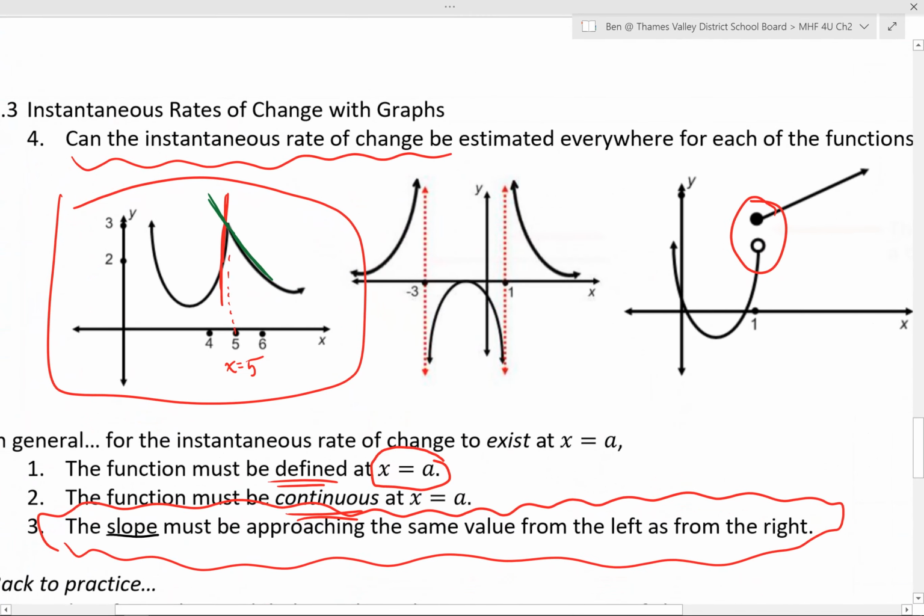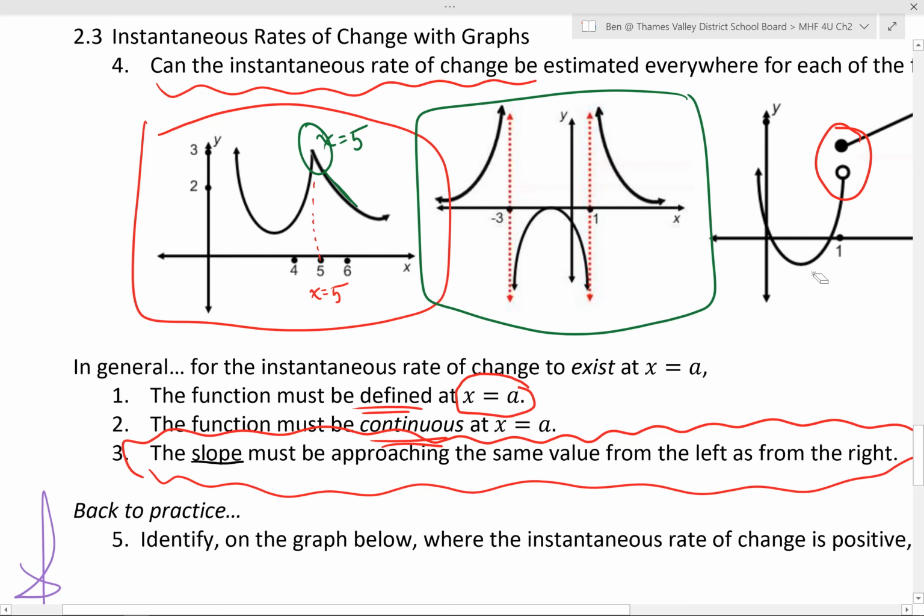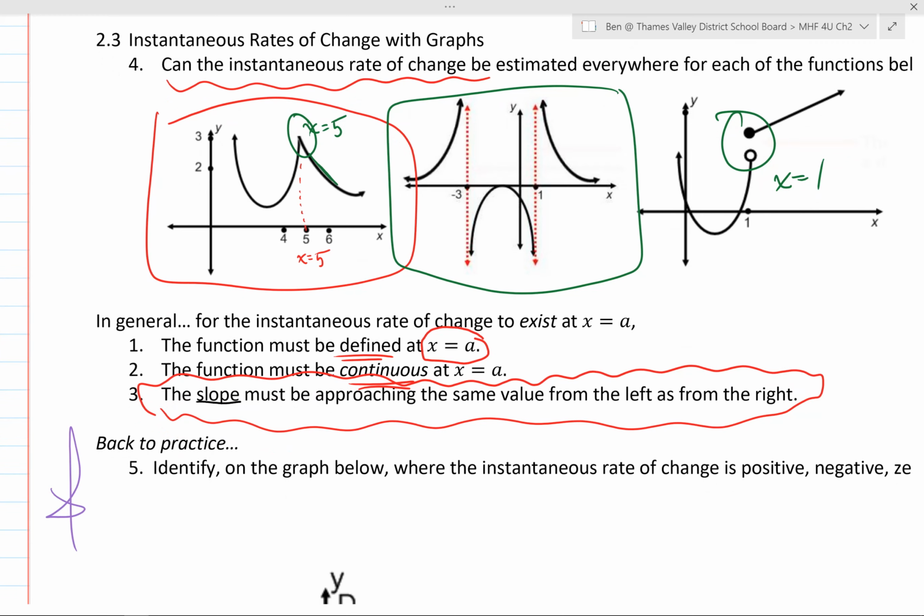Over here, I want you to consider which x coordinates we will not be able to calculate an instantaneous rate of change. And obviously over here, I've already talked about it, where there's a jump, we're not able to calculate it where x equals 1. So I want you to try this out here, find the x coordinates where we're unable to find an instantaneous rate of change.